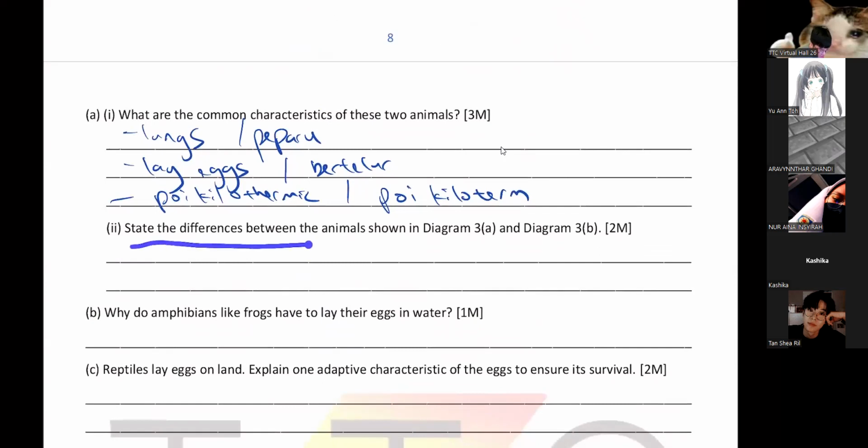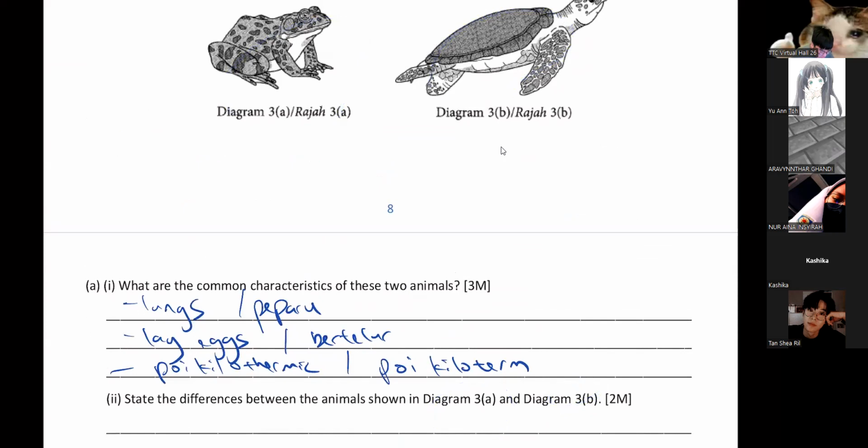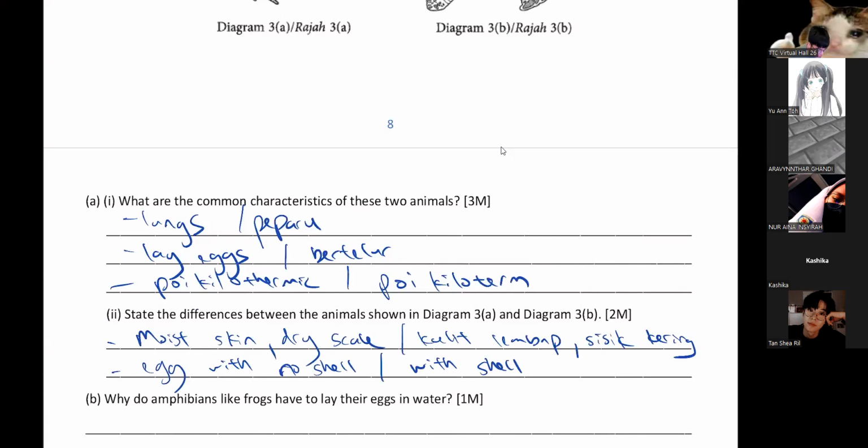So next, number 2, state the difference between the animal shown in A and B. So what's the difference? Okay, perbezaan between these 2. Wow, there. So okay, this one has skin, this one has scale. Okay, one has moist skin, and another one has dry scale. Okay, satu mempunyai kulit lembab, manakala satu mempunyai sisik kering. Okay, bersisik kering. One has shell and one has no shell. Yeah, good. About the eggs, this one is egg with no shell. Okay, telur tanpa cangkerang, and this one is with shell. Okay, and then bercangkerang. So tak bercangkerang, and one is bercangkerang.